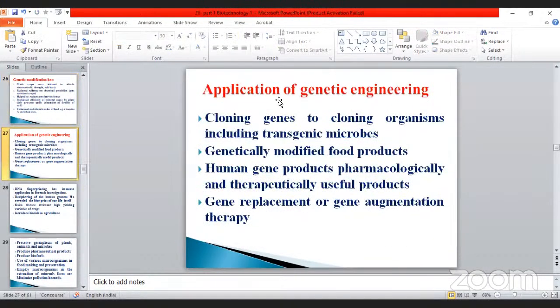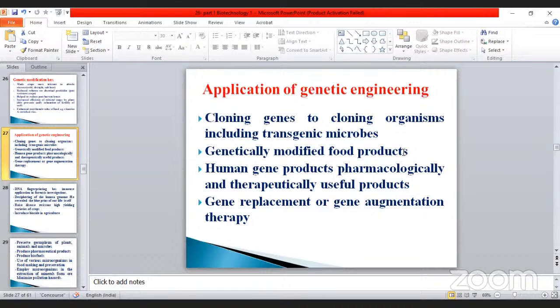Next, we will pass on to the next one, a very, very important application of genetic engineering. What are the importance? What are the main uses of genetic engineering? What are the applications? The first point is cloning genes and cloning organisms, including transgenic microbes. This is very, very important. Not only the microorganisms, we can do it in animals also. And the second one is genetically modified food products.